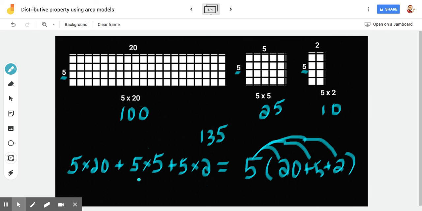Okay? The main part of the distributive property is understanding that this here is the same as this here. Okay? That these things are the same.